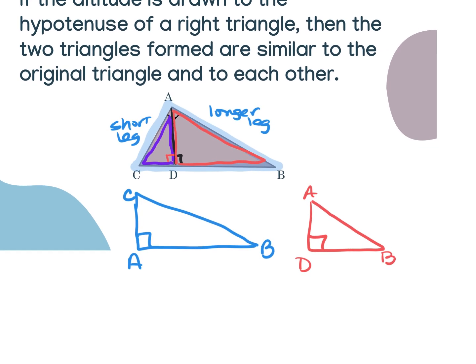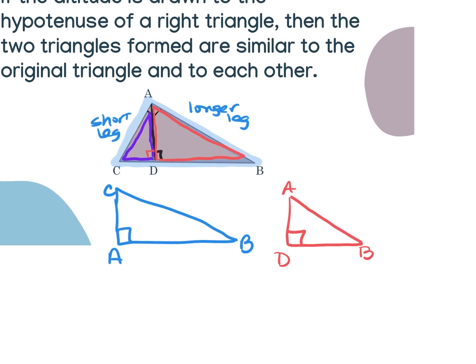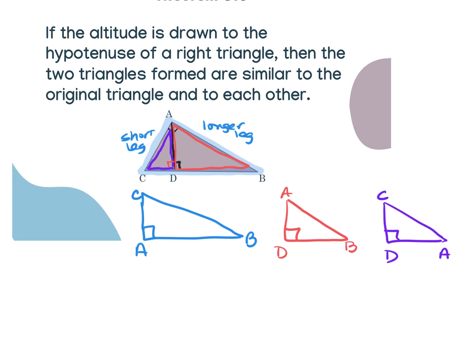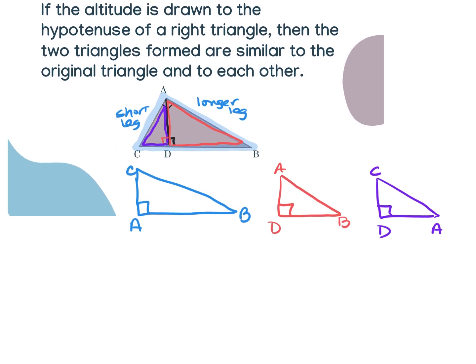And then I have the purple one. I got to flip it down. So again, the right angle is D for both the red and the purple. The shorter leg is the CD, and then the longer leg is the DA. So now they're all sitting the same way, and now it's going to be easier to write a similarity statement. And you're going to have to do this on the homework and on the quiz.